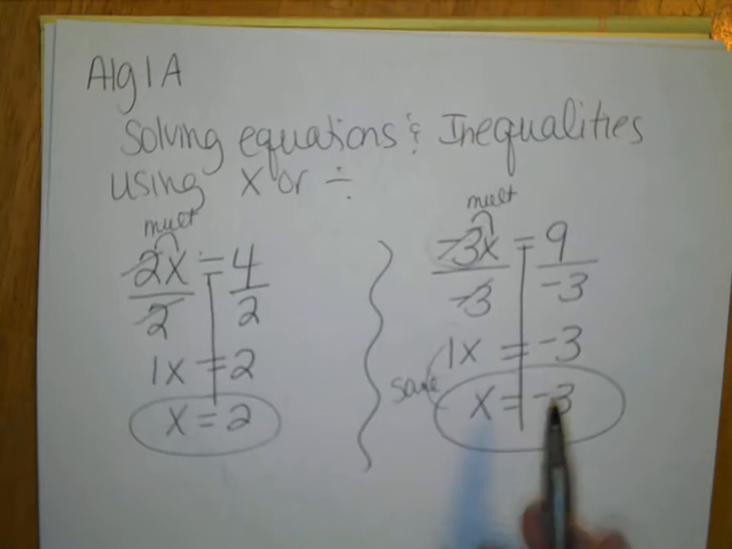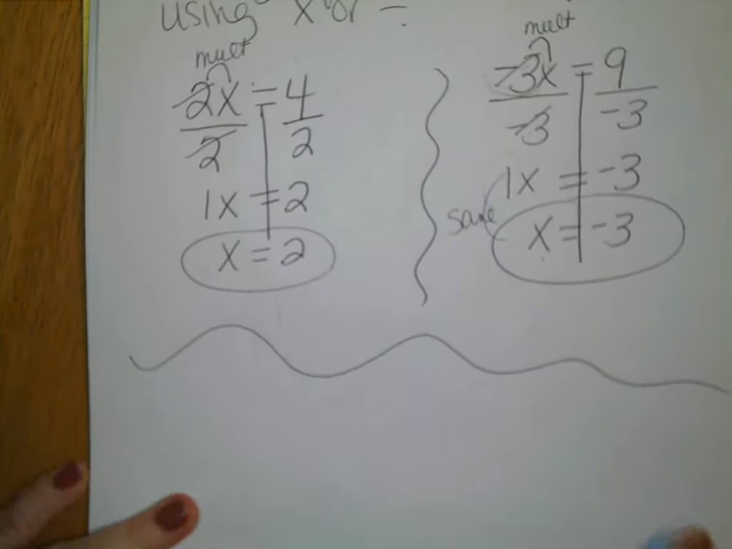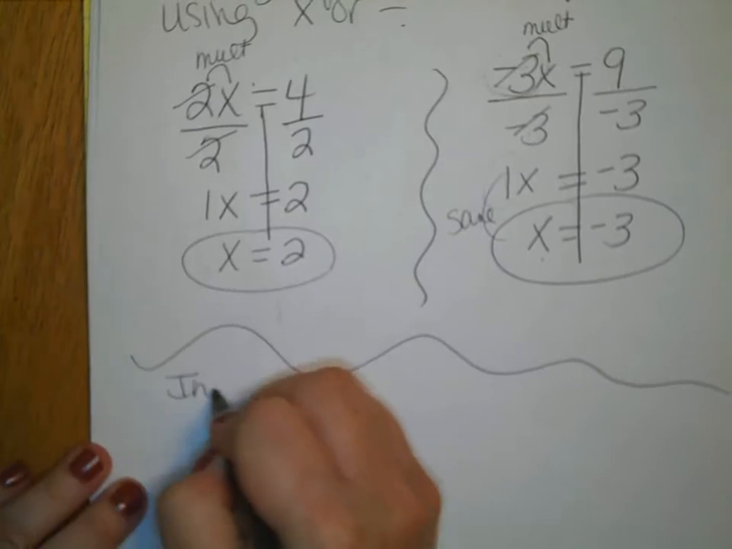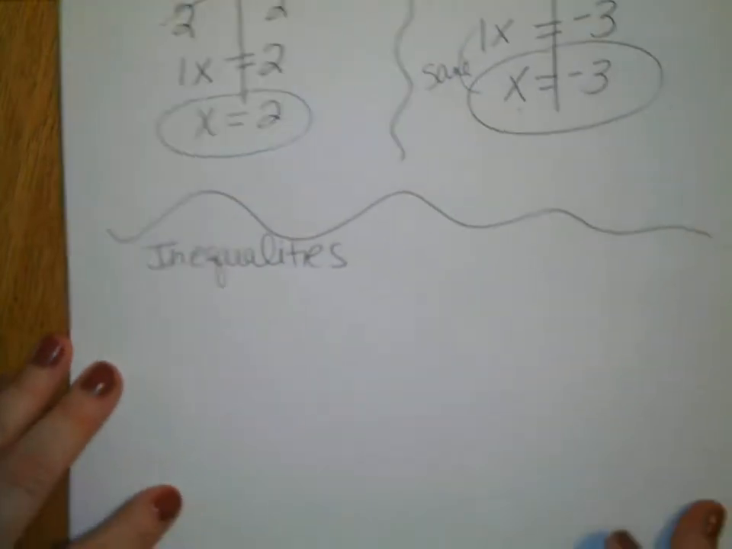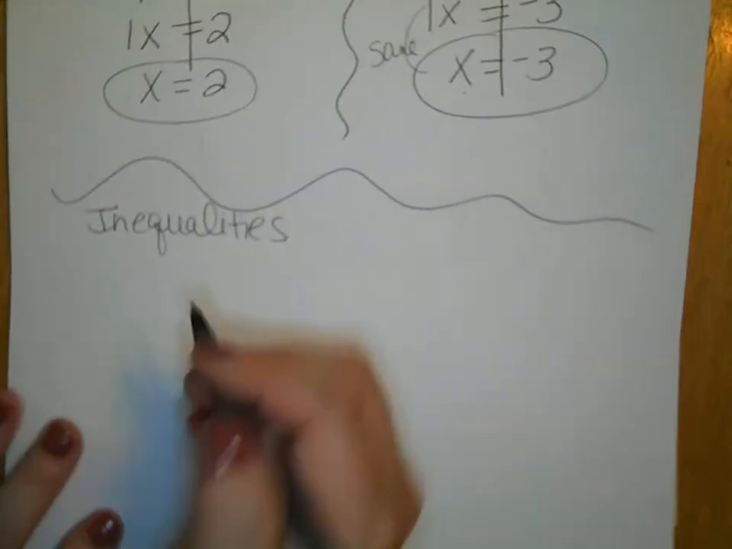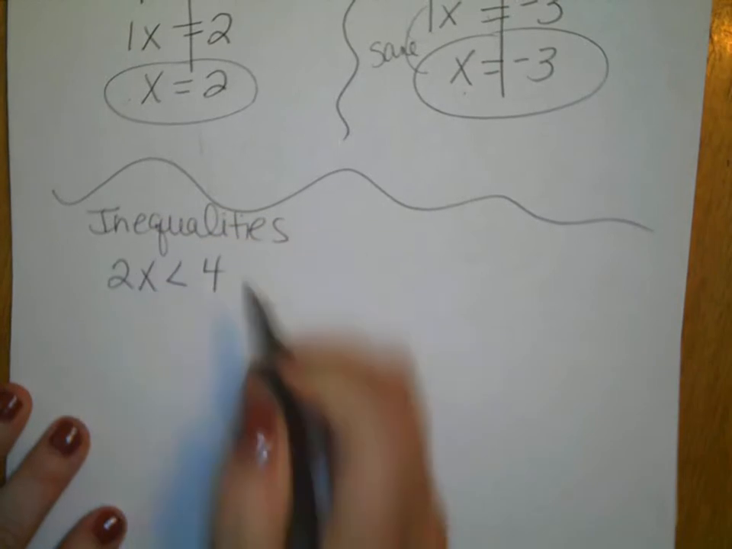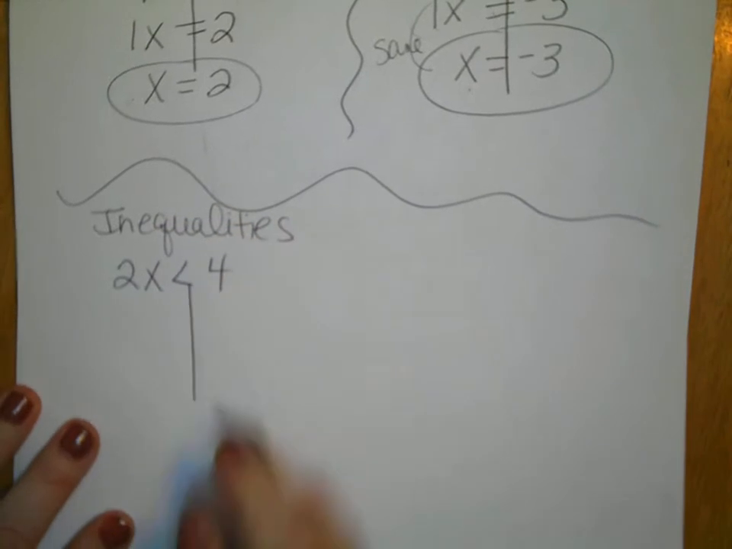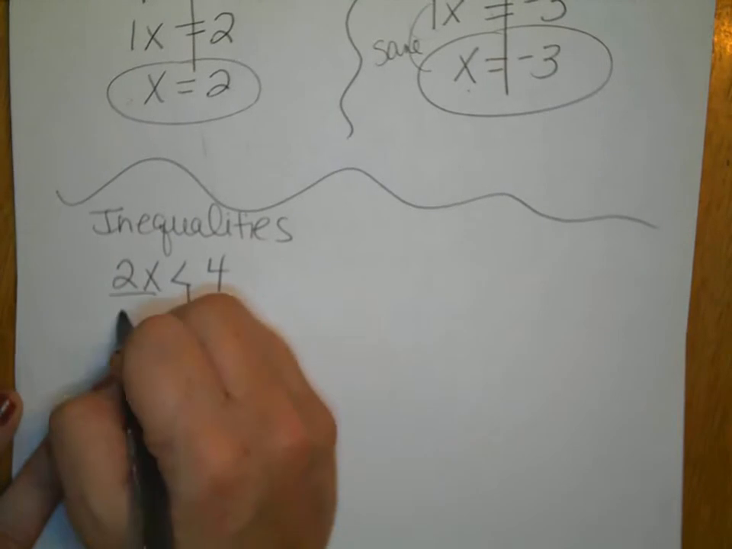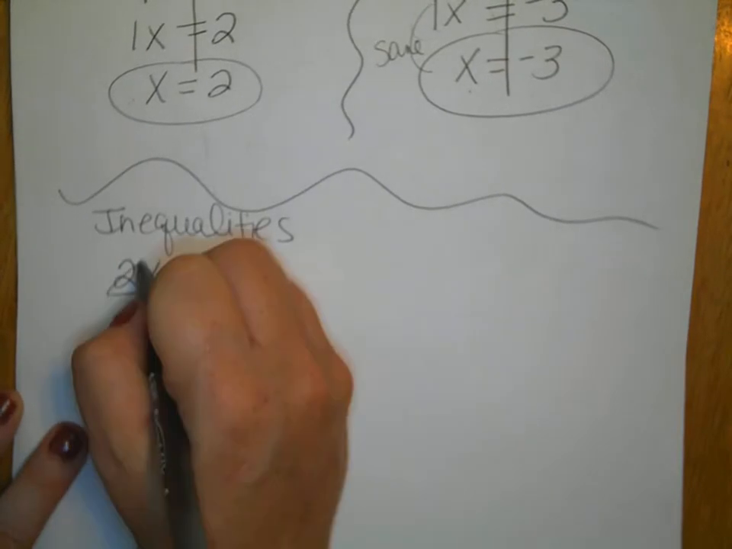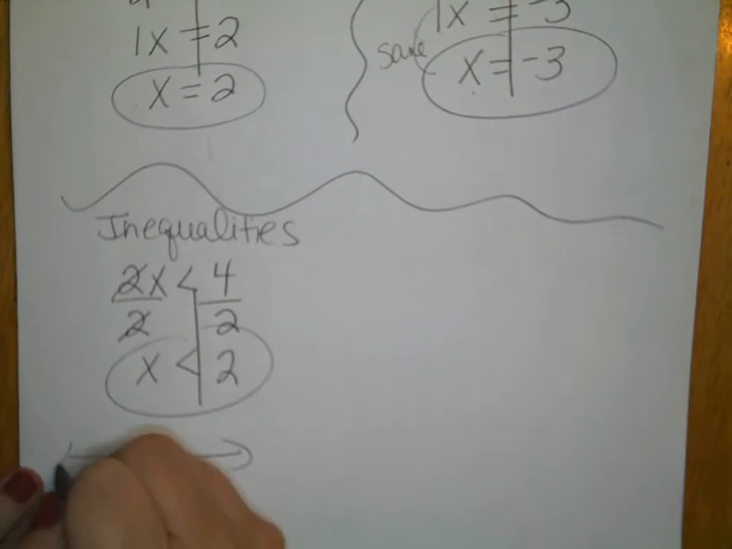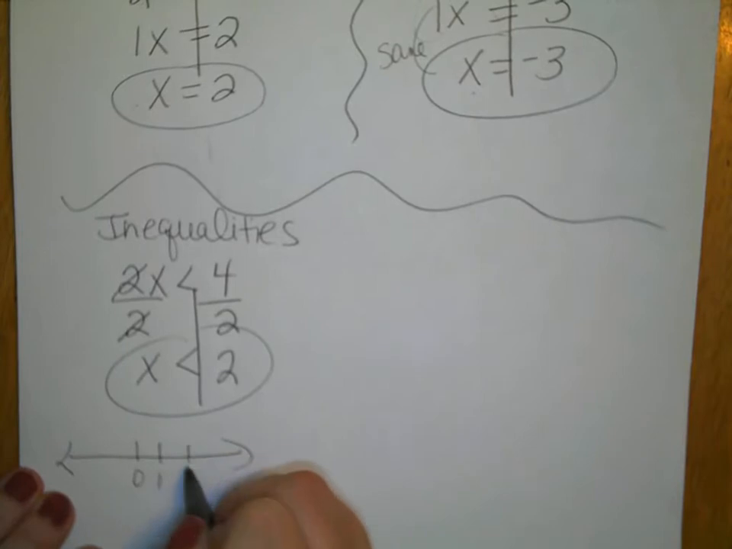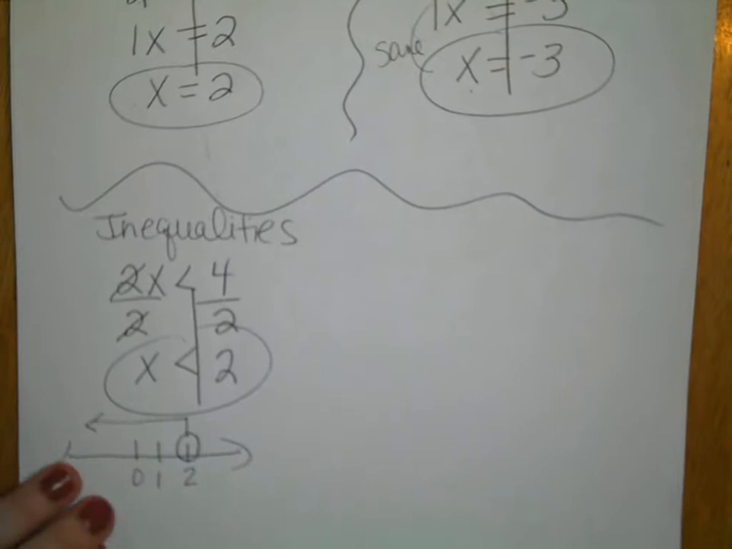Now let's talk about what if we had some inequalities. So we have 2x is less than 4. Same thing. Draw the line. We're going to divide by 2 on both sides. These cancel, and I have x is less than 2. Same thing. I'm going to do my number line the same way. Open circle. Less than 2 goes this way, and I'm done. It's exactly like we did when we were talking about the problem up here.